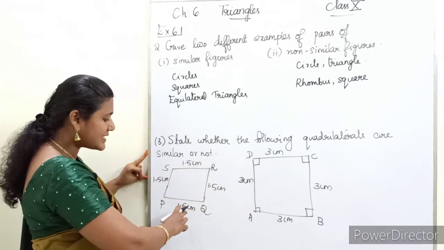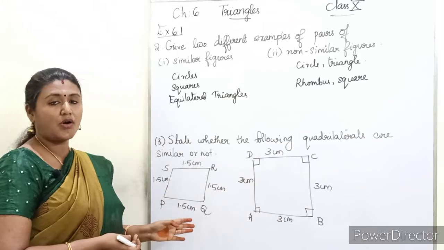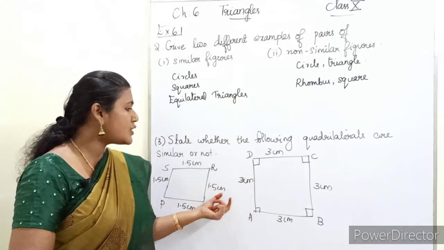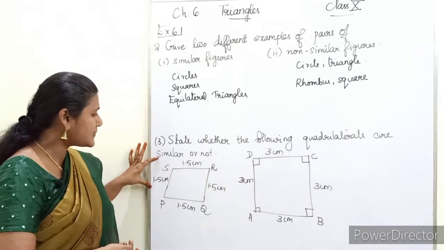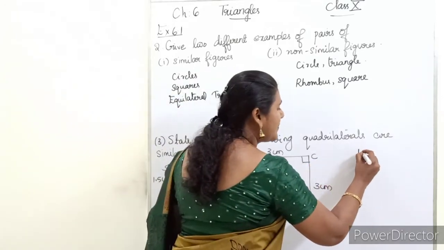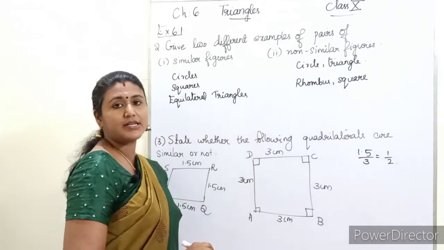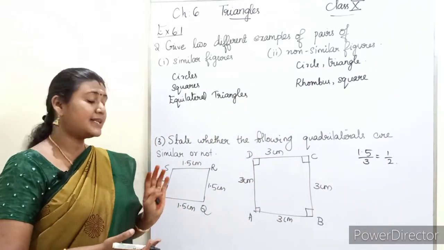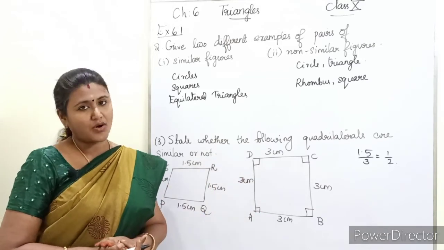Even if the side ratios are equal, the corresponding angles are not the same. So here if you see PQ by AB, or RQ by BC, or RS by CD, or SP by DA, all these side ratios are 1.5 by 3, that is 1 by 2 only. All the side ratios are 1 by 2. So the side ratios are the same but the angles are not the same. So these two figures are not similar.